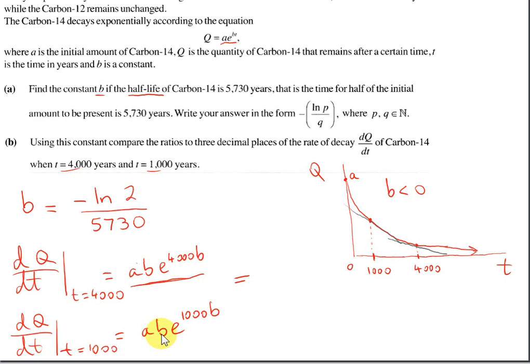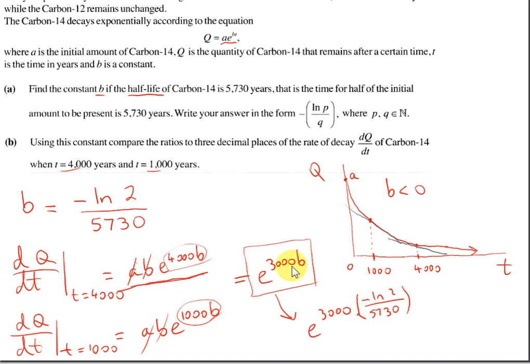So we take this expression here, we divide it by this, and you can see what happens. If I divide this thing by this thing here, I'll just show the division line. The a's cancel, the b's cancel. We get e to the power of 4000b minus 1000b. That's e to the power of 3000b. We have the same base here, so we just subtract the powers. Next we can just plug in for b and evaluate this. To 3 decimal places, this works out to 0.696.